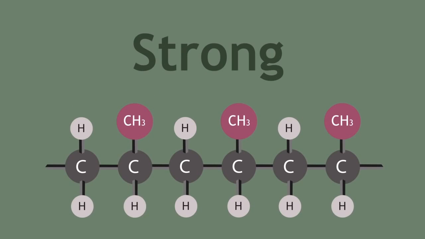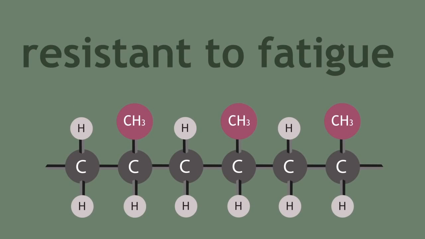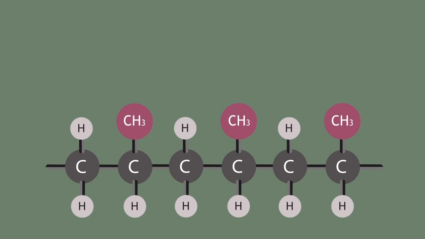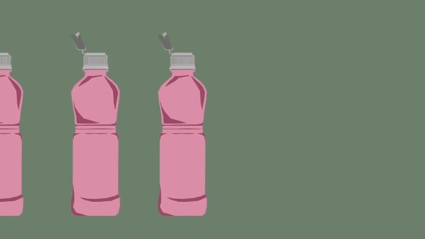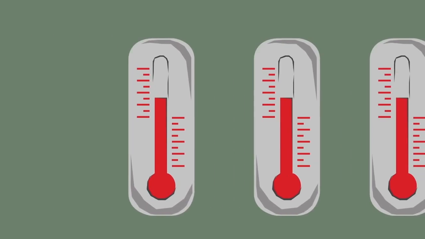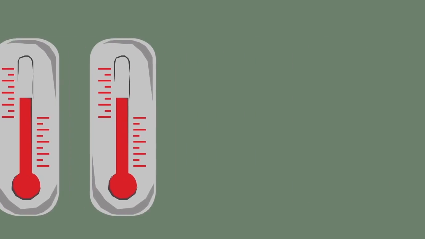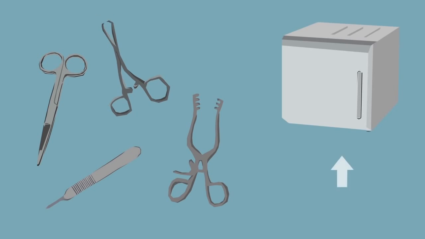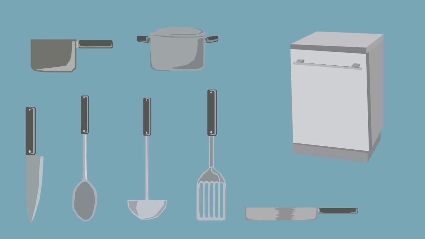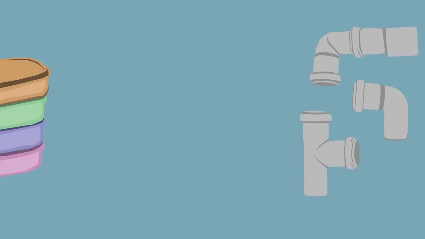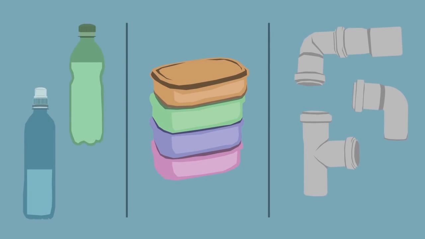Polypropene is strong and is also resistant to fatigue, which makes it extremely useful for plastic hinges such as those on drinks bottles. Polypropene is also quite resistant to temperature, and therefore it is often used in medical equipment that needs to be autoclaved, and also kitchenware that may be put in a dishwasher. It is also used to make pipes, containers and bottles.